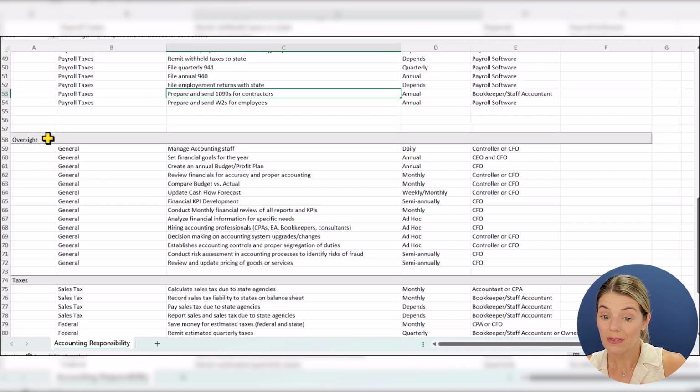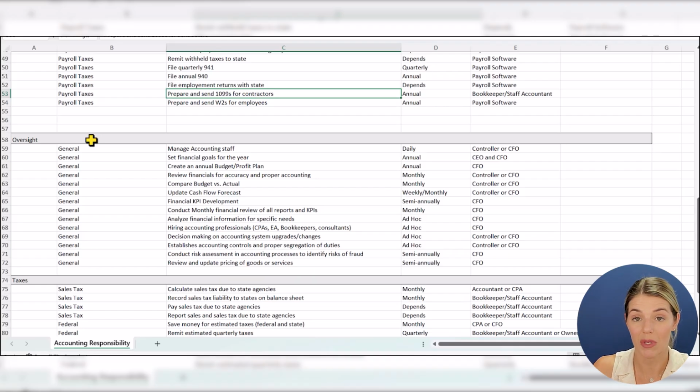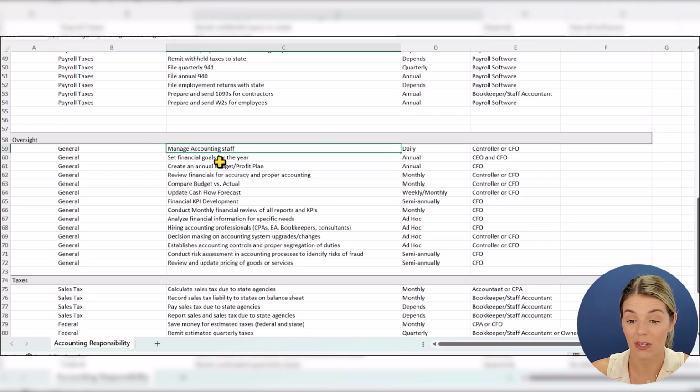This one is oftentimes something that gets forgotten about because people say, oh, the books are done and I have a CPA who does my annual tax return, but they're not actually looking at the books on a regular basis and they're not looking at their financial reports on a regular basis. So I've made sure to give you some really explicit things that you should be doing here. Who is managing your accounting staff? And your accounting staff could even mean your outsourced bookkeeper, your outsourced CFO.